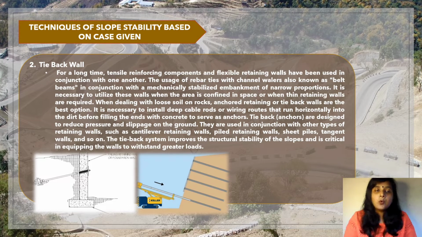Next is tie-back wall. For a long time, tensile reinforcing components and flexible retaining walls have been used in conjunction with one another. The usage of rebar ties with channel wallers, also known as belt beams, in conjunction with a mechanically stabilized embankment of narrow proportions. It is necessary to utilize these walls when the area is confined in space or when thin retaining walls are required. When dealing with loose soil on rocks, anchored retaining or tie-back walls are the best option. It's necessary to install deep cable rods or wiring routes that run horizontally into the dirt before filling the end with concrete to serve as anchors.